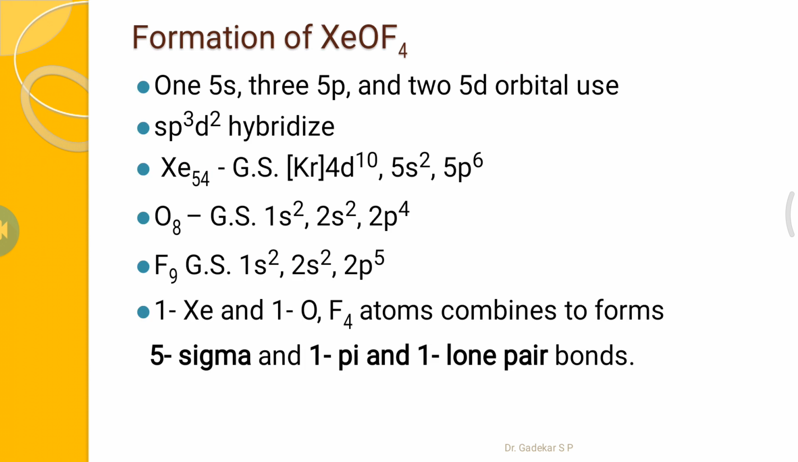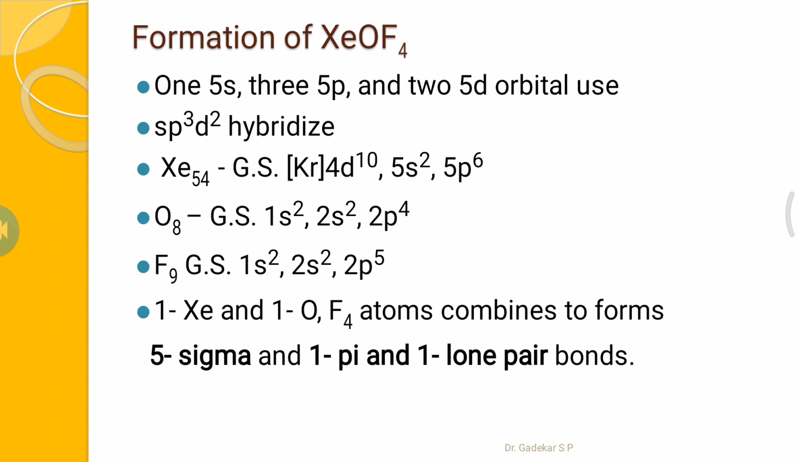So now we discuss the formation of xenon oxyfluoride, XeOF4 molecules, in which we use sp3d2 hybridization. It means one s, three p and two d orbitals are involved in hybridization. One s, three p and two d hybrid orbitals are involved.